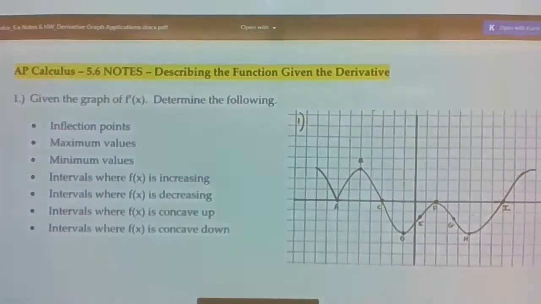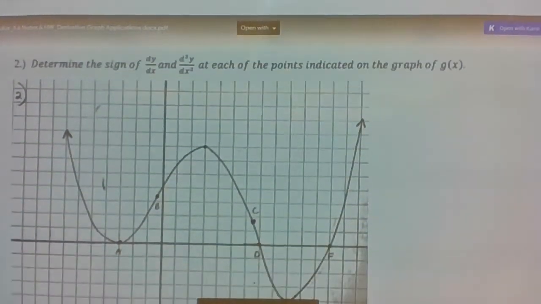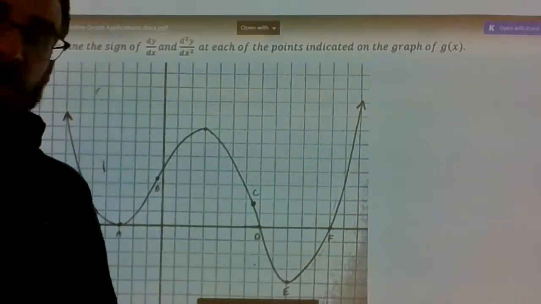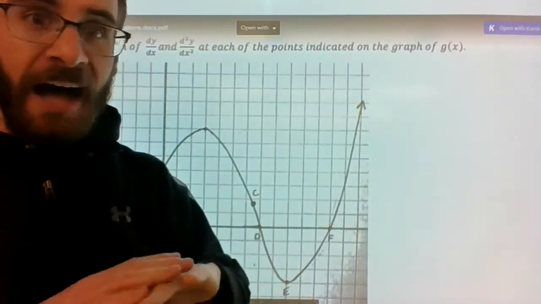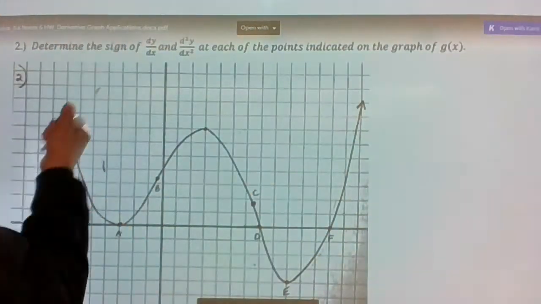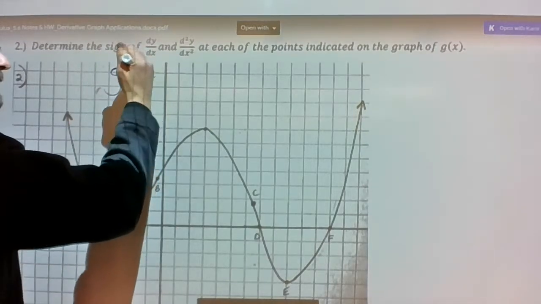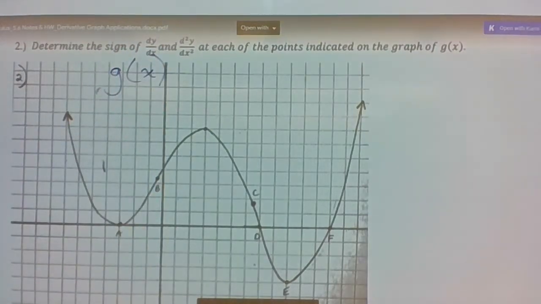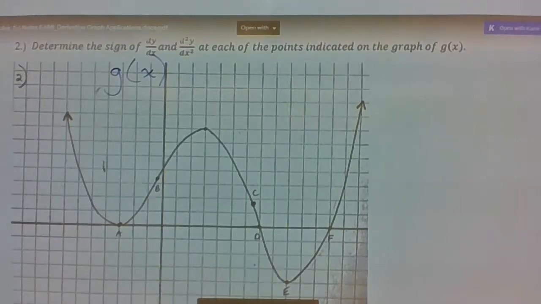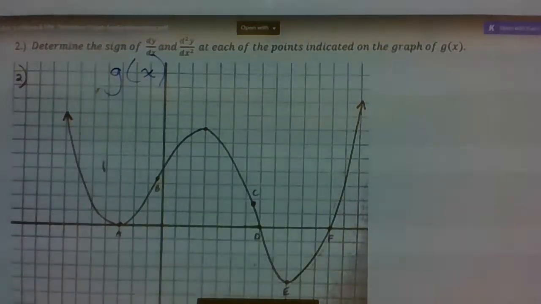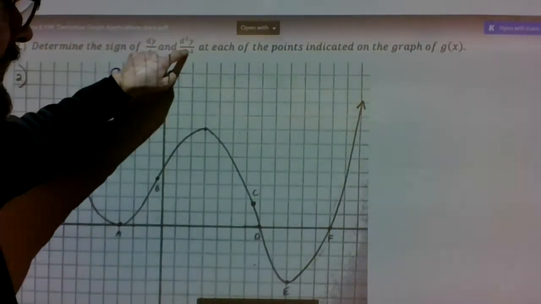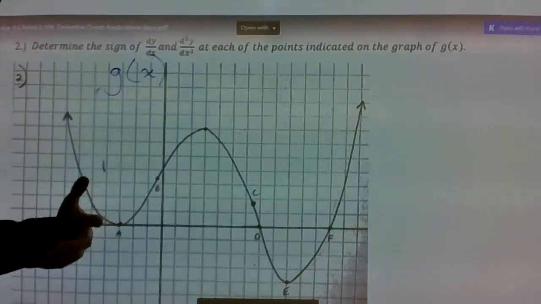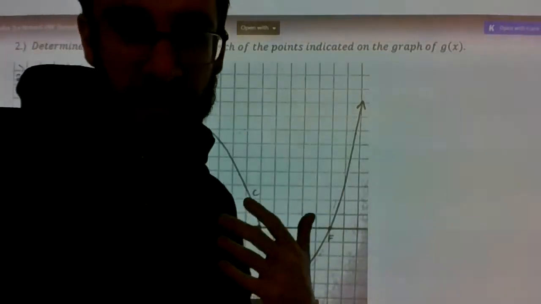Number 2. We're switching gears totally now. This is the graph of an original function, not the derivative. You're given g of x. The question is, can you talk about the derivative and the second derivative at each of these points? Determine the sign. So it's basically, is it positive or is it negative?